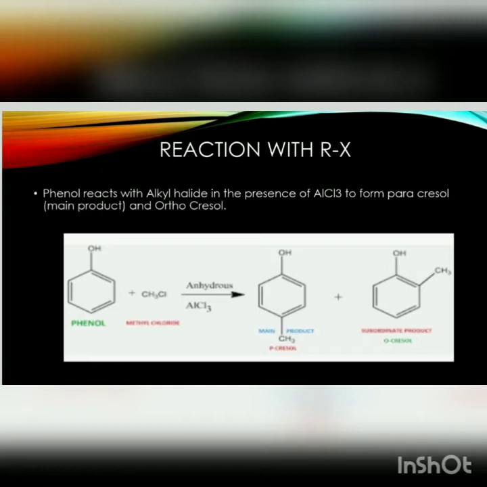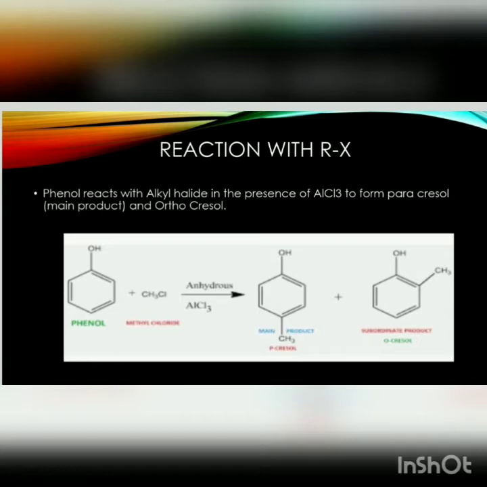You see the reaction. This is phenol. Phenol is reacted with methyl chloride, CH3Cl, in the presence of anhydrous AlCl3 to form paracresol. Paracresol is parahydroxytoluene and it is the main product. The second product is orthocresol, that is, orthohydroxytoluene.